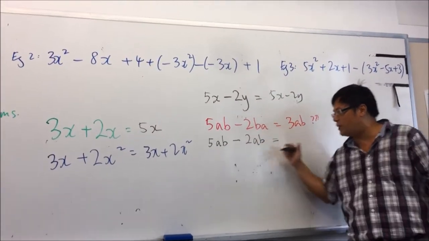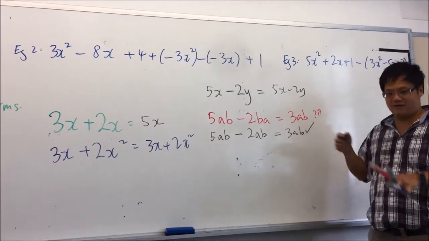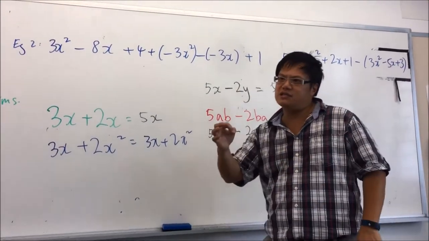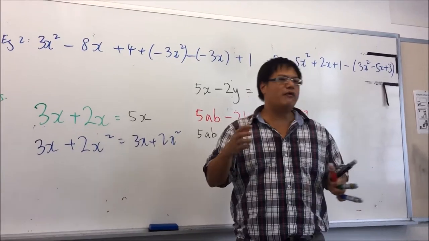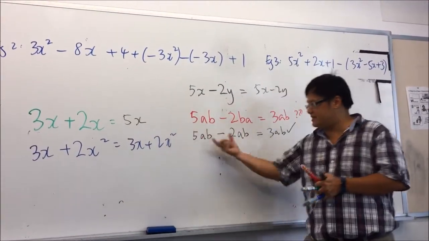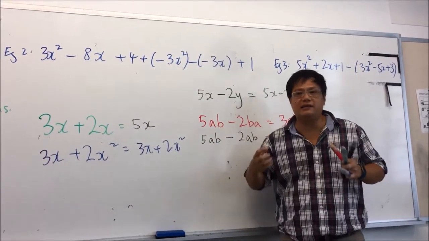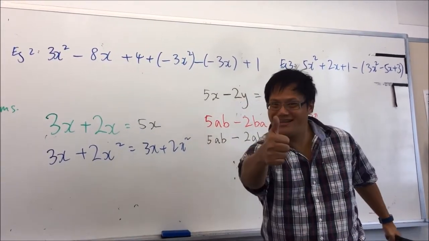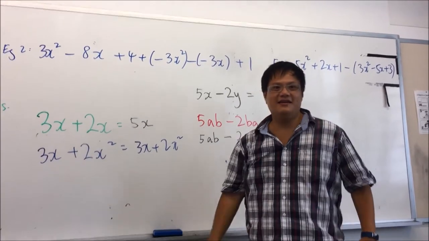So 5AB minus 2AB is 3AB. So it is correct. Okay, so the key thing is, Mr. Ng, how do we recognize if they are like terms? You must look. If they look exactly the same, they are called like terms, and we can add and subtract them.